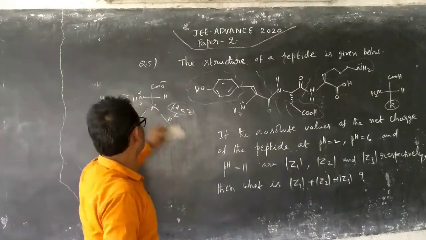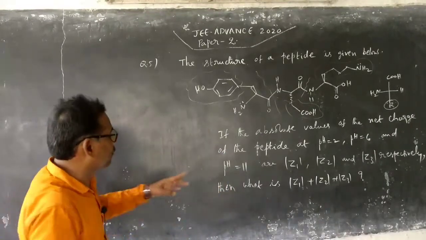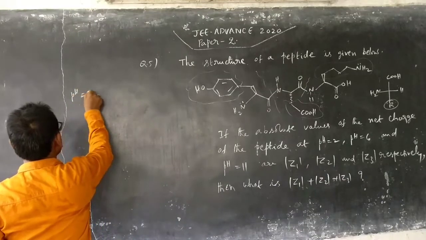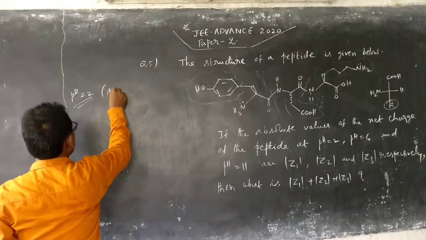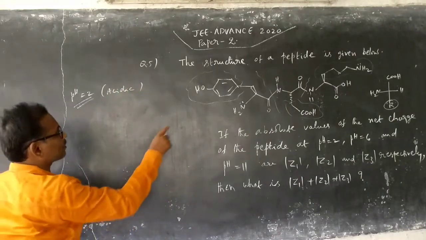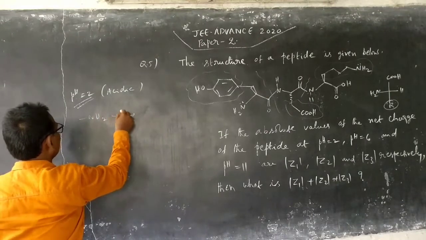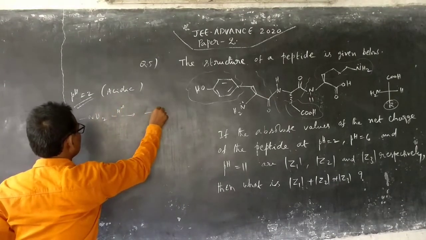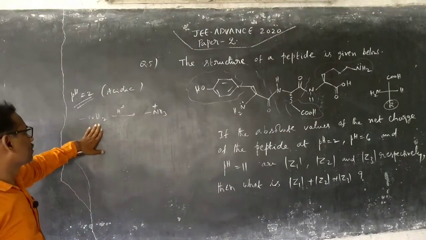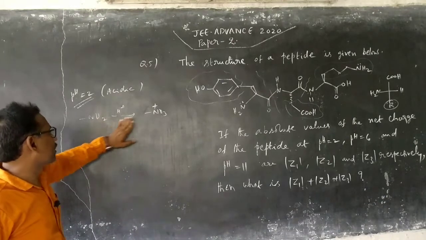Now let me use this concept to answer this question. So here, if you maintain a pH of 2, it is an acidic medium. So in acidic medium, what happens? The amine groups normally interact. The amines will be converted into, let me write like this, NH3+. We take the amines in neutral form initially, so the amines only get converted to NH3+.